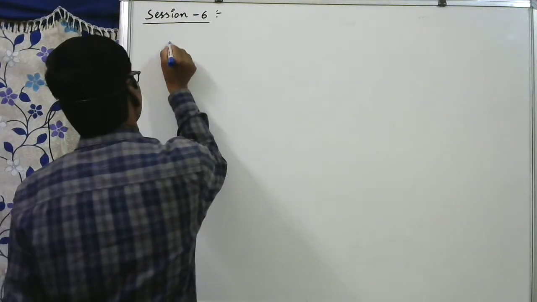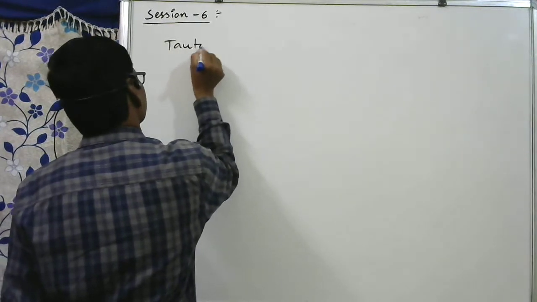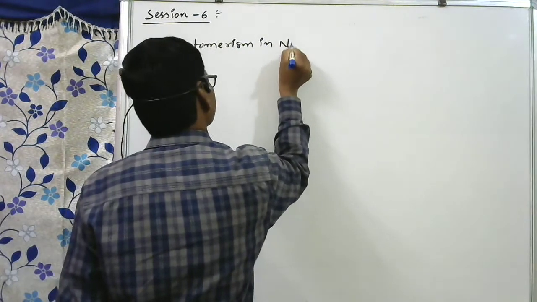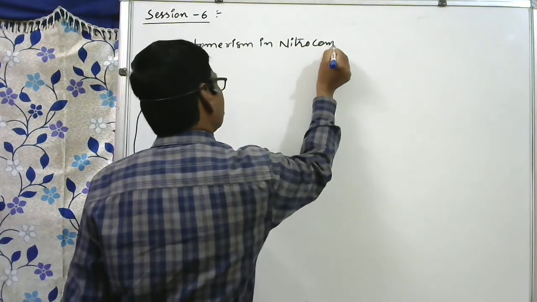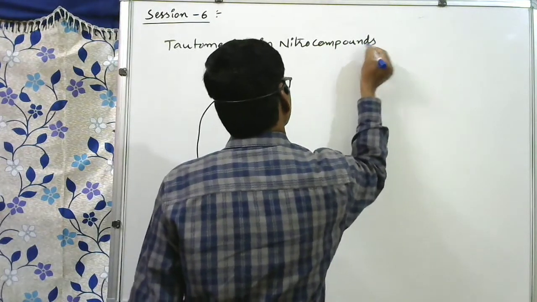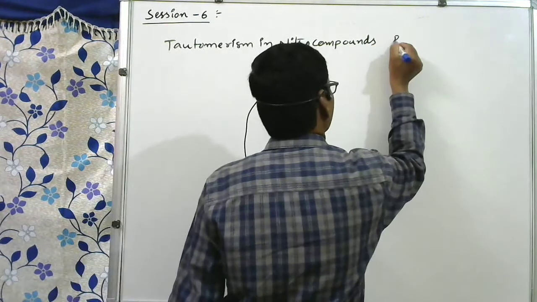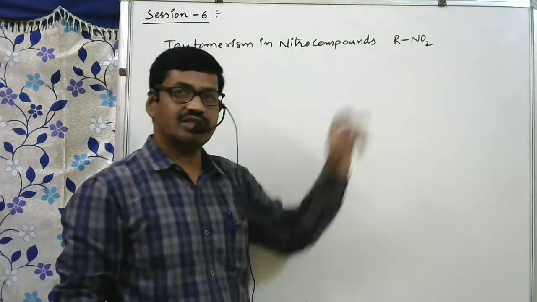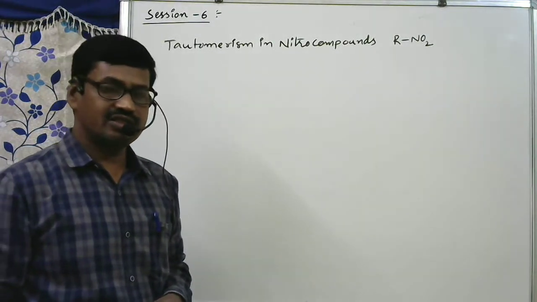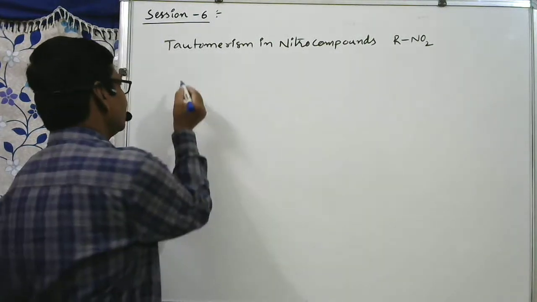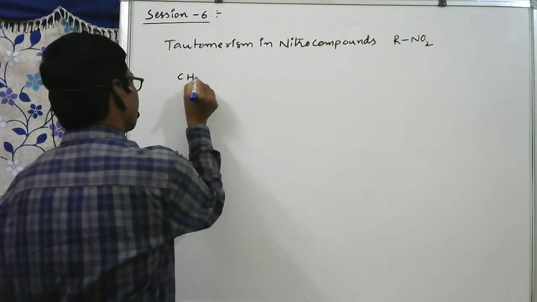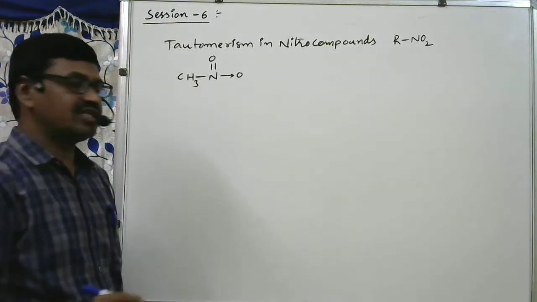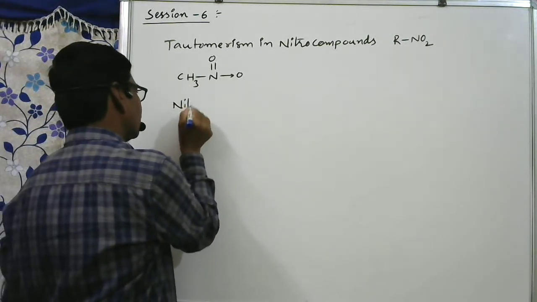So, tautomerism in nitro compounds. See here, nitro compounds means what? RNO2. R means any alkyl group. This alkyl group must contain a minimum of 1 hydrogen, that is nothing but an acidic hydrogen. So here I am writing CH3 N double bond O, O. This is nitromethane.